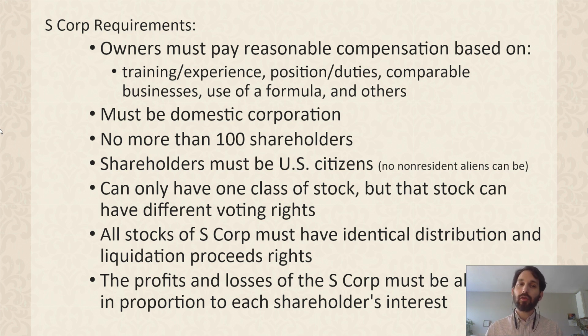Now, it must be a domestic corporation. It must have no more than 100 shareholders, and the shareholders must be U.S. citizens. They cannot be non-resident aliens. And you can only have one class of stock. However, that stock can have different voting rights. That's allowed. Now, all stocks of the S Corporation must have identical distribution and liquidation proceeds rights. Now, the profit and the losses of the S Corporations must be allocated in proportion to each shareholder's interest.